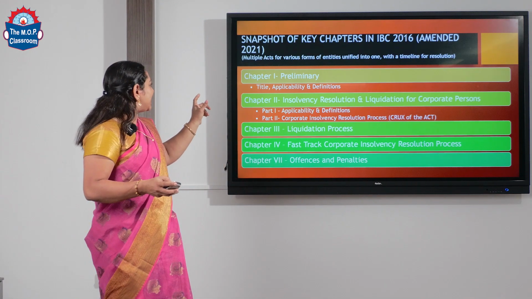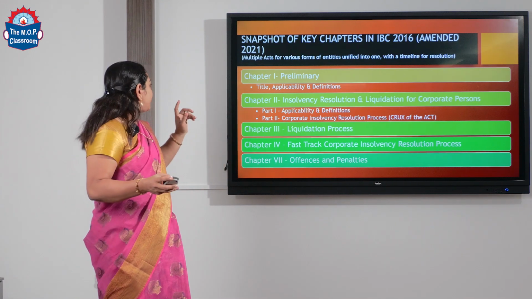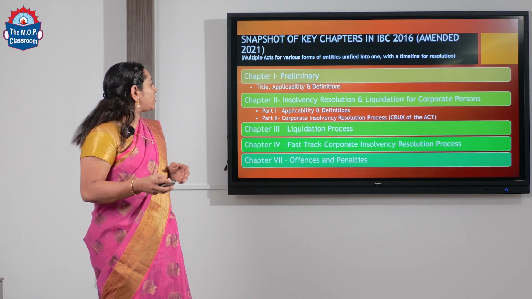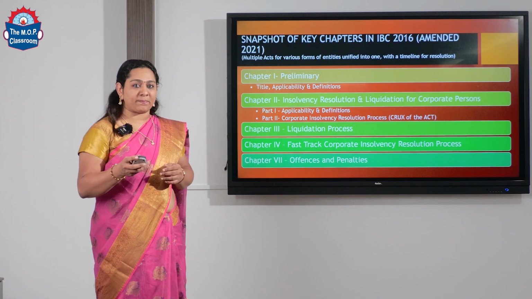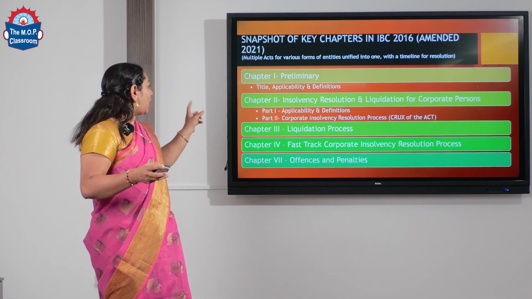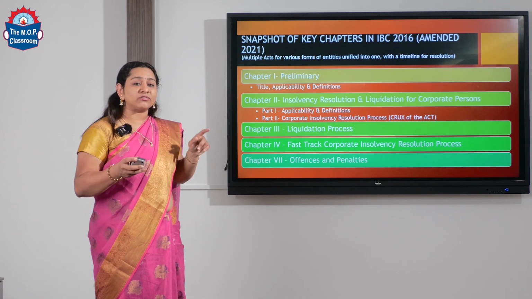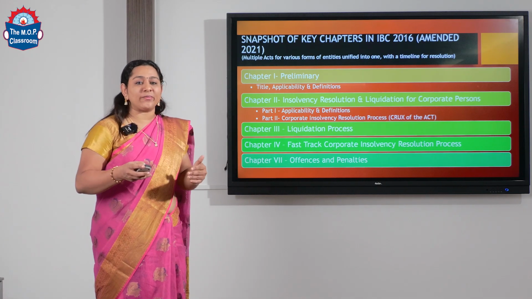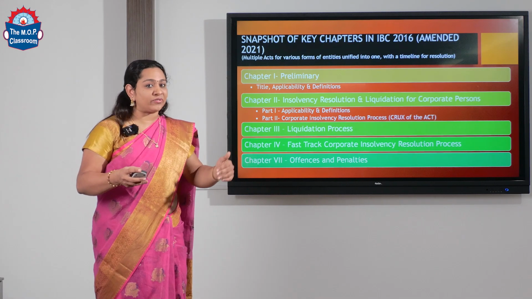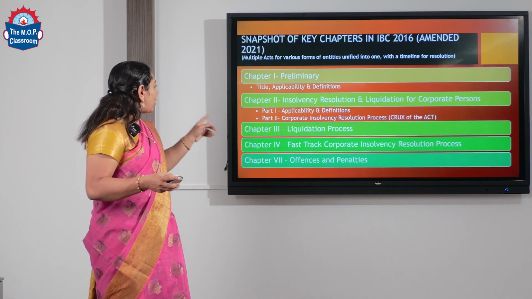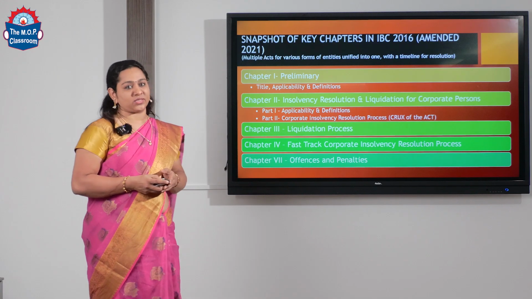Now, Chapter 1 deals with preliminary terms and conditions. Chapter 2 is insolvency, resolution and liquidation for corporate persons. Out of this, Part 2 has been the crux of this act and predominantly why this act has been very successful since 2016: the corporate insolvency resolution process.